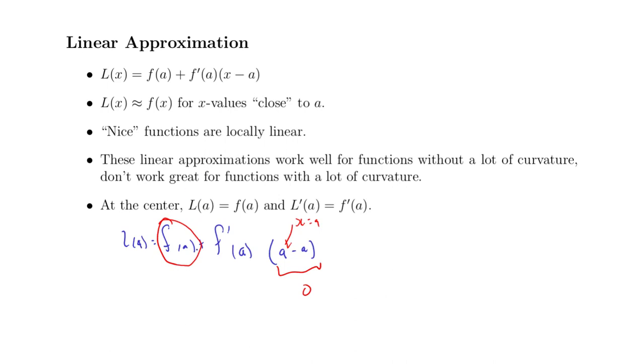Well, that's good, because we're saying the Y value at the center is equal to the Y value of the tangent line at the center. It's kind of obvious, right? Our tangent line touches our function there. And then also we have that L prime of A is equal to F prime of A.